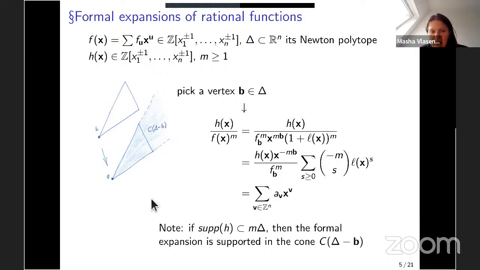And let me note that in this procedure of formal expansion, if the numerator is supported in m delta, then here we have a Laurent polynomial, which is supported in the same cone on delta minus b, because we divided h by x to the mb. And functions supported in the cone form a ring. We can multiply them. So in this case, the whole expansion will be supported in the cone on delta minus b. We will use this fact later.